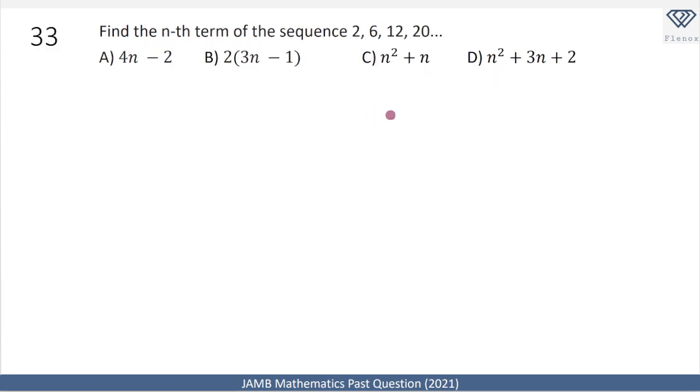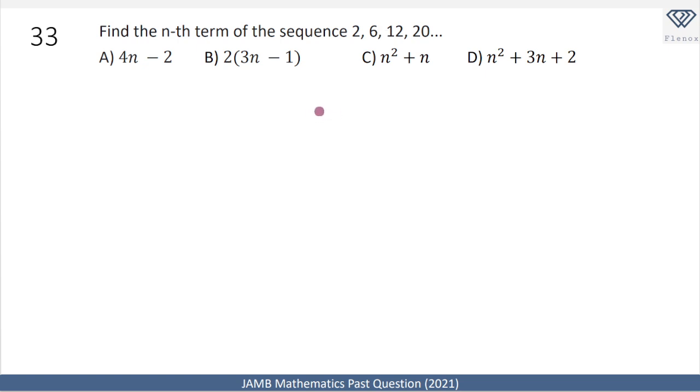So moving on to the next question, we are told to find the nth term of a sequence 2, 6, 12, 20. Now, as you can see, this is not an arithmetic progression, because the distance between 2 and 6 is 4, but the distance between 6 and 12 is 6. So the distances are not constant. Again, this is not a geometric progression because the divisions are not constant. 6 divided by 2 is 3, and 12 divided by 6 is 2.